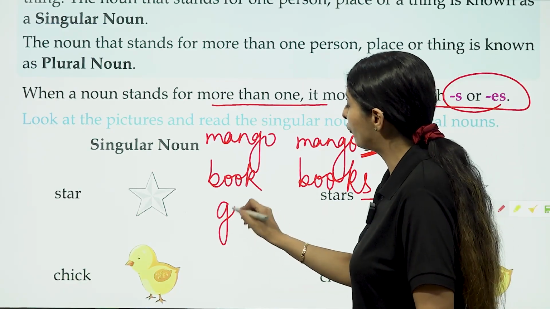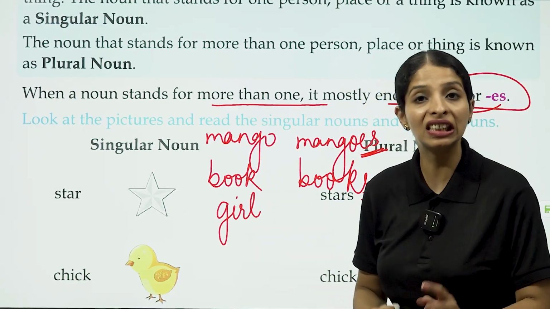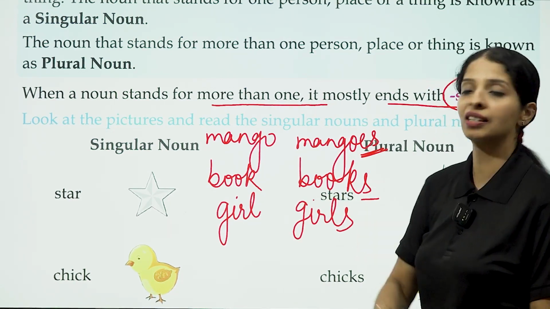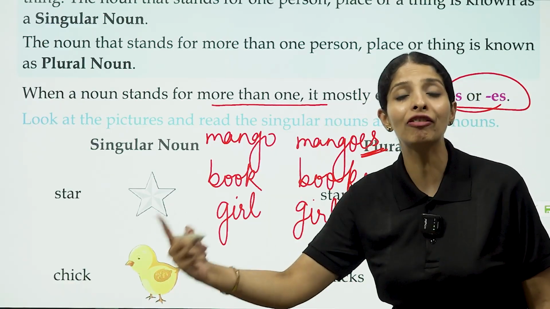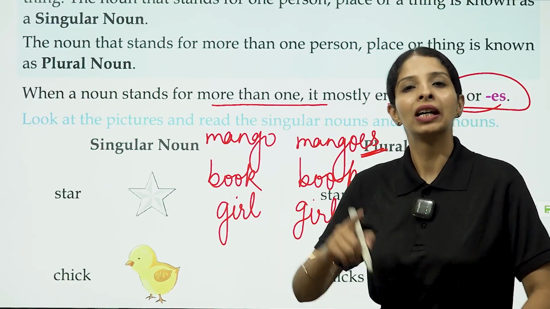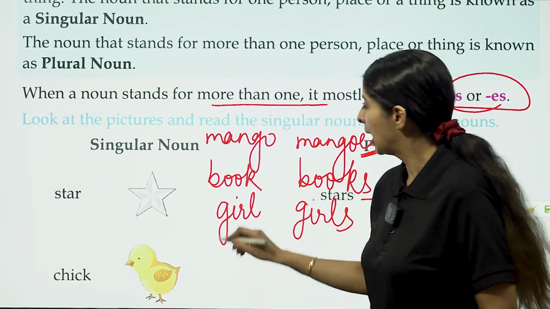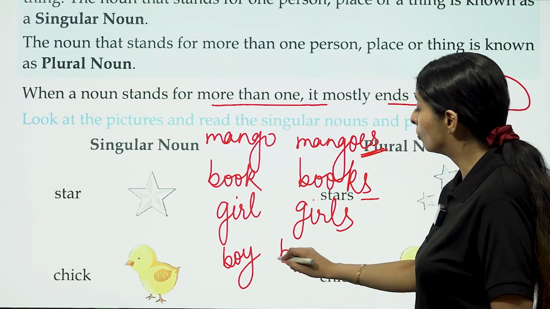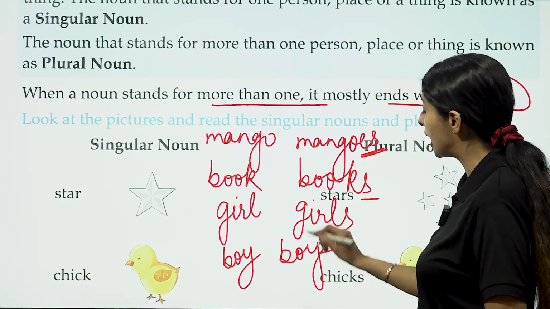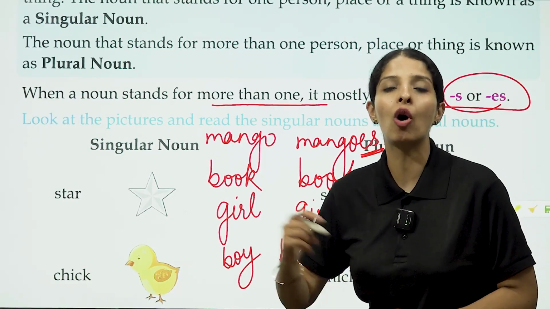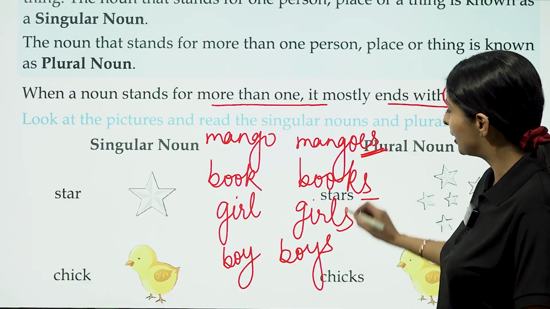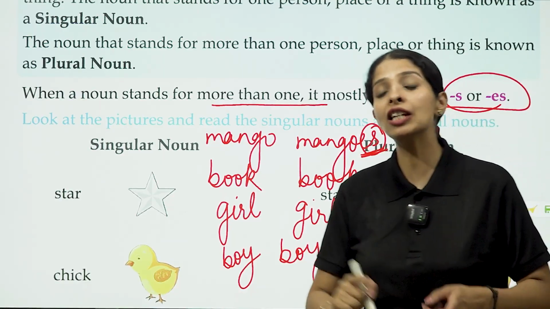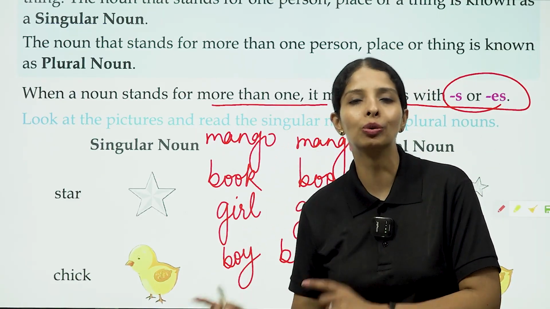Now, if I talk about one girl, girl. When I talk about more than one girl, girls. 4 girls, 5 girls are standing here. 5 boys. So, if I talk about a single boy, then boy. If I talk about more than one, the 5 boys are sitting on the bench. So, this is the difference. We add ES or S when we change from singular to plural.